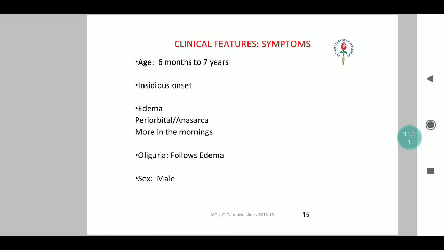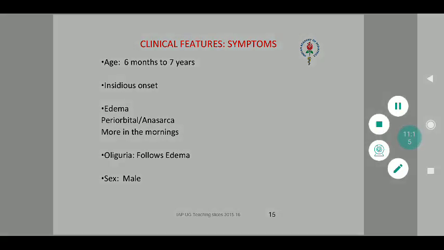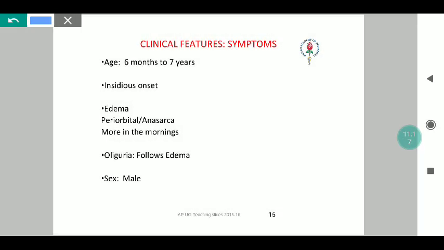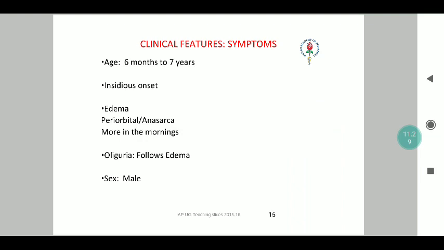So coming to the clinical features. Generally the nephrotic age group we all know is less than 5 years of age. Generally. Not a hard and fast rule, but generally it is a nephrotic age. In contrast, the nephritic age is 5 to 15. So it's an easy way to remember, less than 5 years is nephrotic. Theoretically speaking, 6 months to 7 years is generally what you see. Symptoms are most commonly of insidious onset.